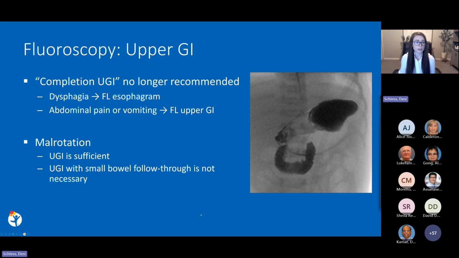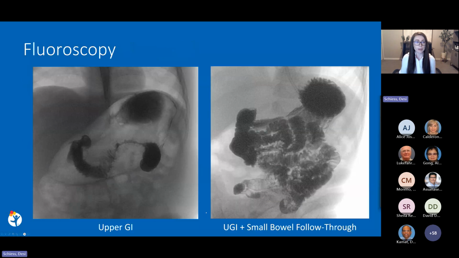If a patient presents with dysphagia, they just need an esophagram. But if there's any abdominal pain or vomiting, then we would do an upper GI. Another misconception is that we need an upper GI with small bowel follow-through to fully evaluate for malrotation, but this is not true. An upper GI is sufficient to assess the ligament of Treitz, and the small bowel follow-through is not necessary. Here's a side-by-side comparison of an upper GI and an upper GI with a small bowel follow-through.